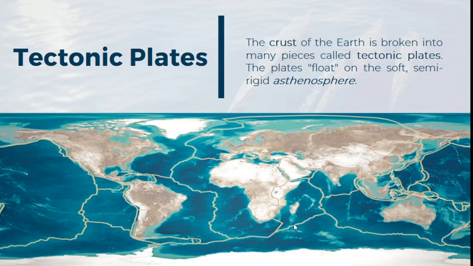In continuation, we have tectonic plates. When we say tectonic plates, the crust of the earth is broken into many pieces called tectonic plates. The plates float on the soft, semi-rigid asthenosphere. What is the asthenosphere? This is located in the middle mantle, and the movement of the asthenosphere is the reason that the crustal plates of the earth move.